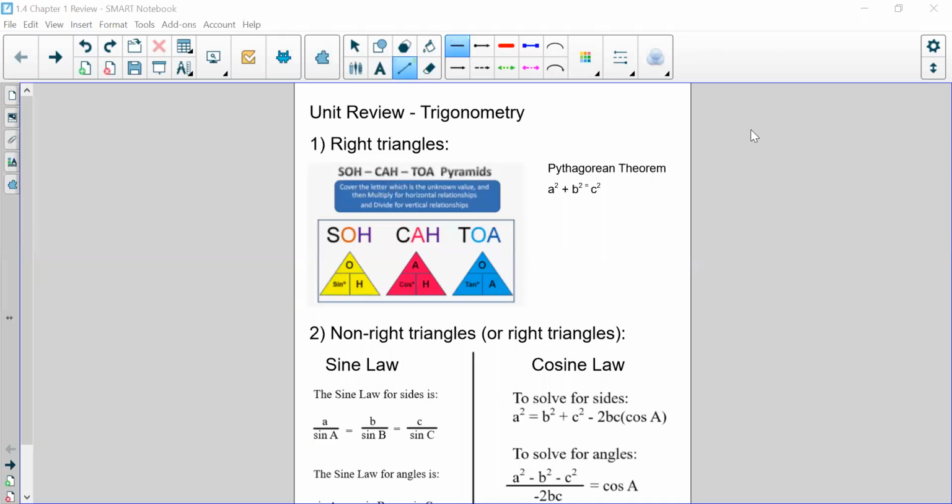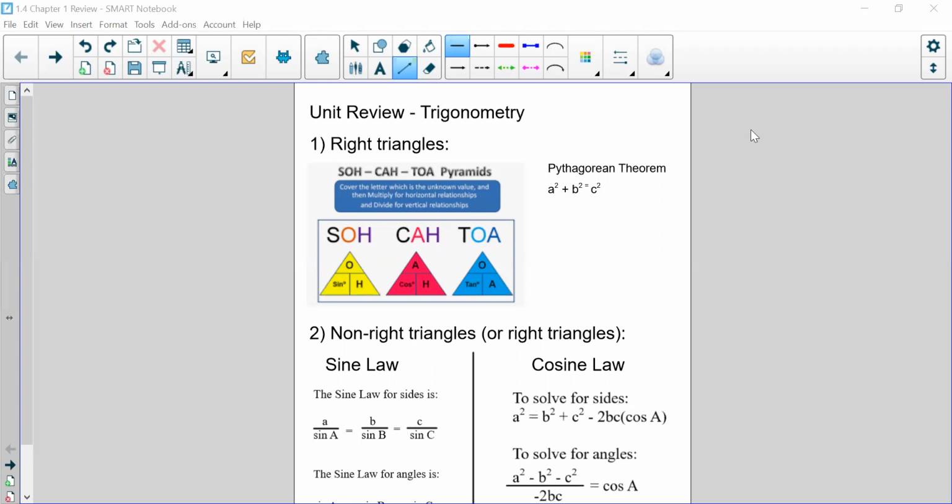Today we're doing a review of our trigonometry formulas. There's basically two different components to this unit. One is right triangle trigonometry and the other is non-right triangle trigonometry. So when you're doing your triangles today, if there is a 90-degree angle, you can use your SOHCAHTOA formula triangles, and you can also use Pythagorean theorem.